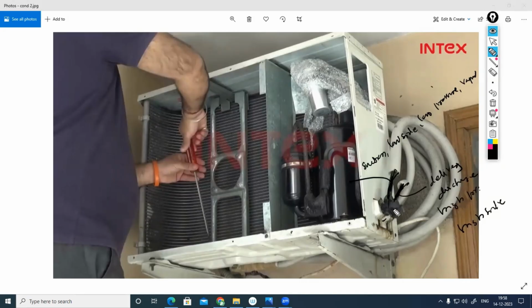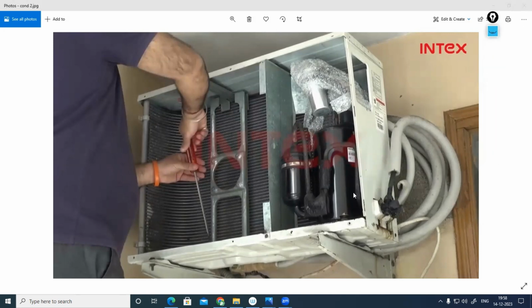This is suction. That's also a type of copper, soft copper only. I will explain that in the DX class, the split AC class. Now, a few other things.